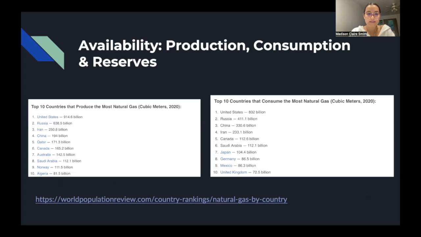Next, our availability. This is just a global scale of availability, production, and consumption. Like we just talked about, the United States is number 1 for the top 10 countries that produce the most natural gas. Number 2 is Russia, number 3 is Iran, number 4 is China, and number 5 is Qatar. Top 10 countries that consume the most natural gas: again, number 1 is the US, 2 Russia, 3 China, 4 Iran, and 5 Canada.